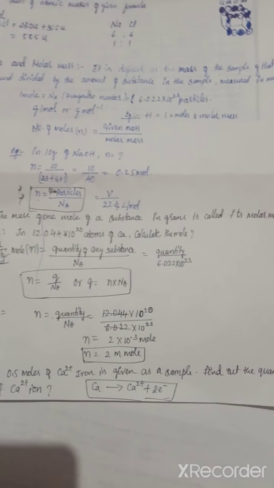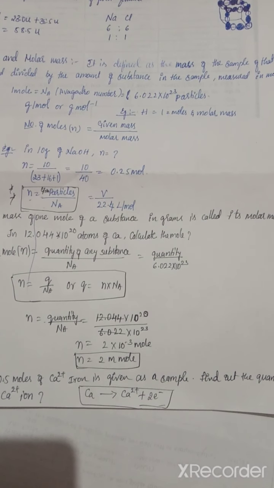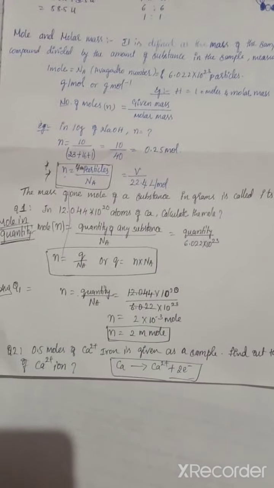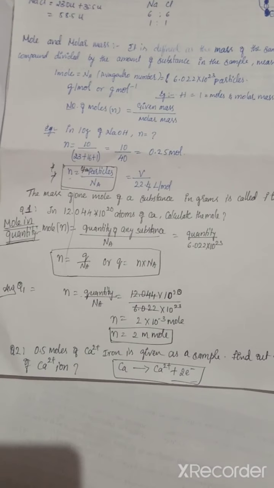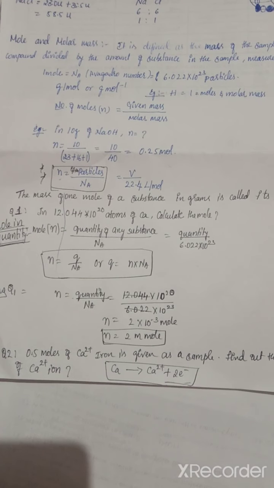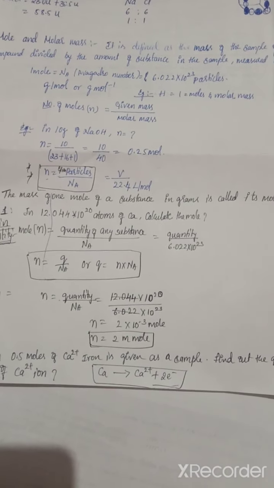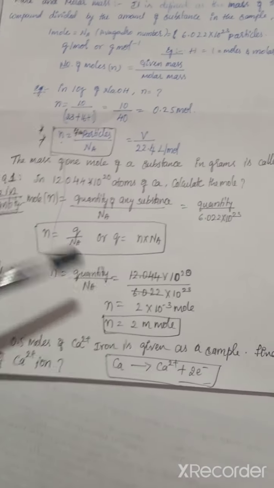We know that Avogadro number is 6.022 into 10 to the power of 23. From this we can calculate the moles. Or we can calculate the quantity by n into Avogadro number.